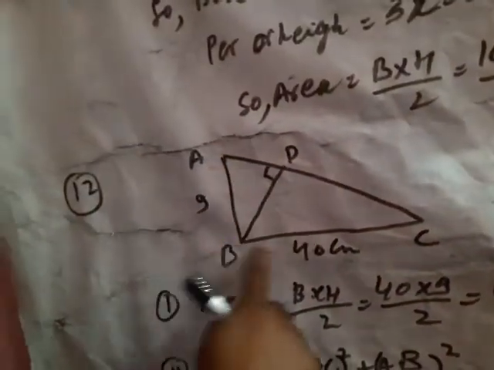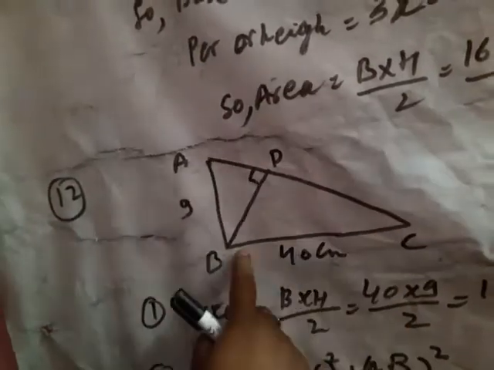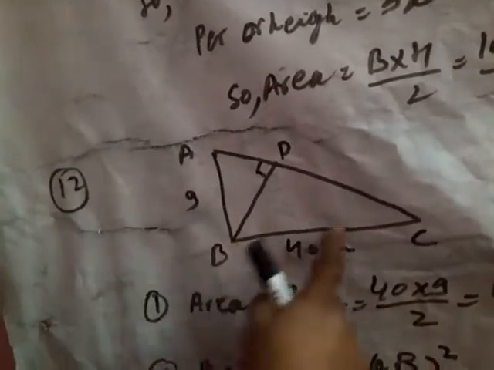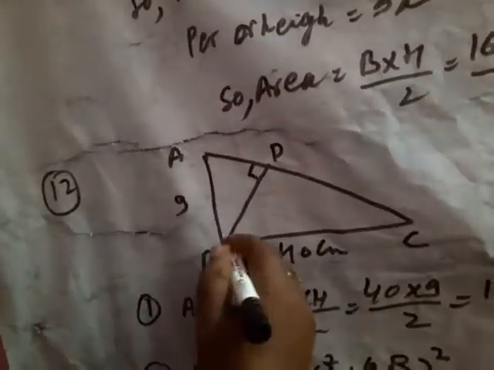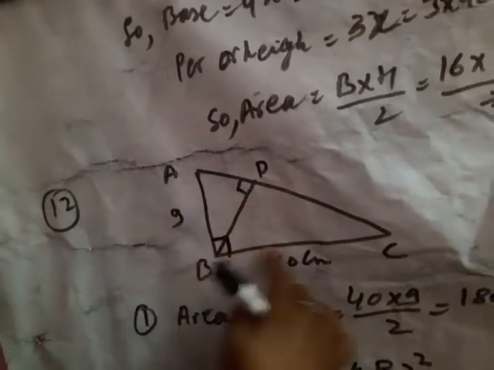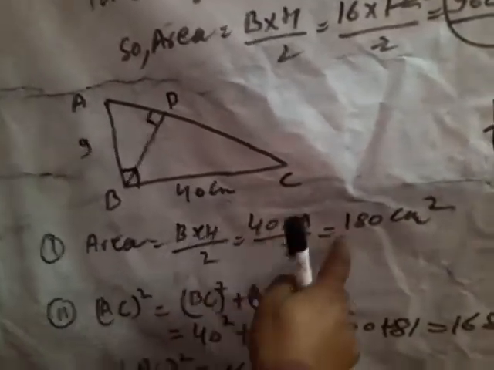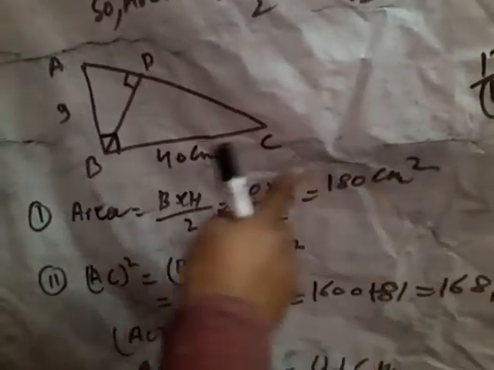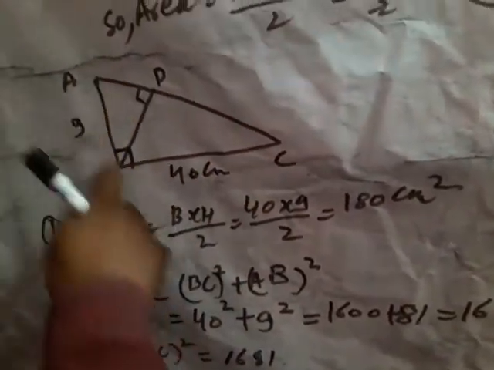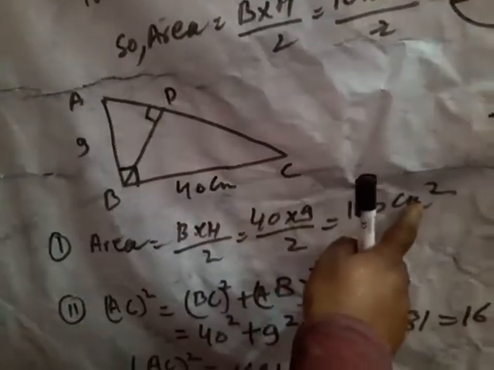This is our figure ABC. This is 40. This is 9. First of all, we find the area because this is a 90-degree angle. So this is the base and this is the height. Area is equal to base into height upon 2, which is equal to 180 centimeter square. First I calculate the area of this triangle, 180 centimeter square.